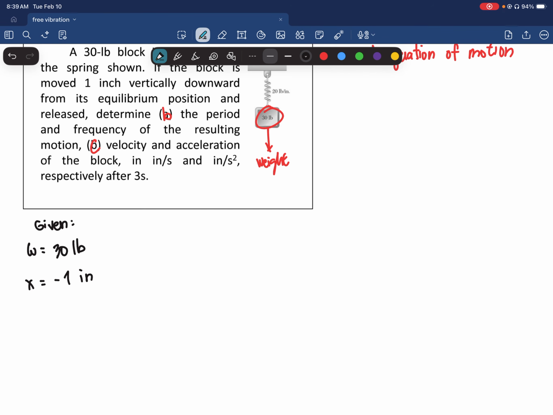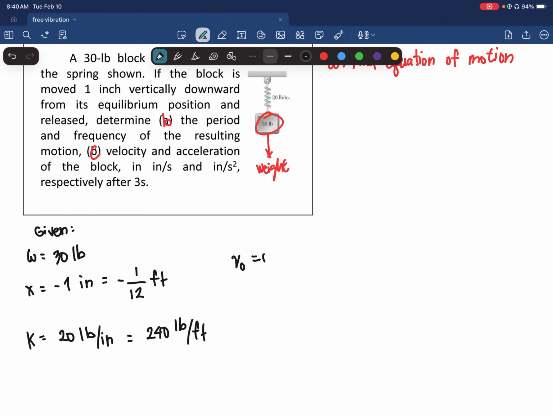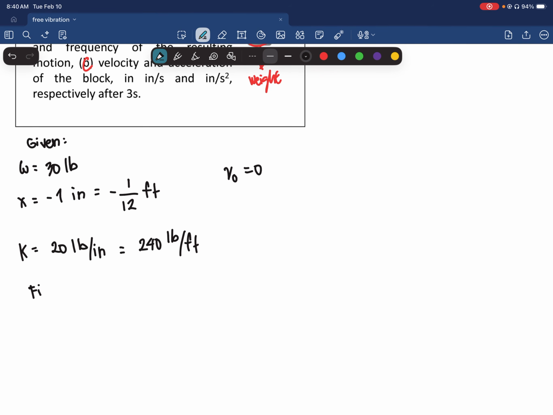So, to make our units uniform, let's convert it first into feet, as well as our spring constant. We'll just multiply this by 12. So, that is 40 pounds per foot. And P0, that is 0. And we have our find.